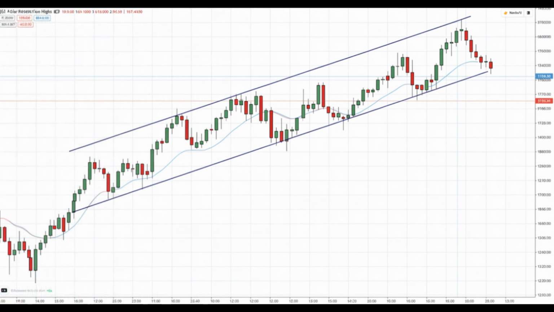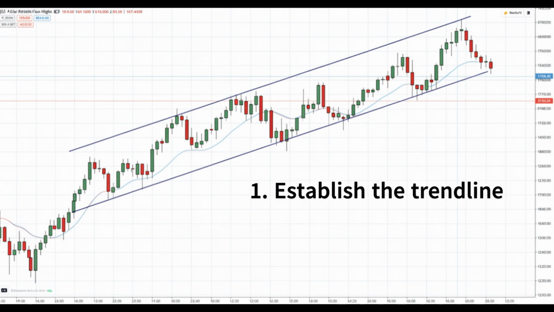Here is the exact three-step framework you should look for. Step 1. Establish the trend line. Your trend line must be clean and valid, meaning it connects at least 2, ideally 3 or more, distinct reaction points. The more times a level is tested, the more significant the eventual breakout will be.